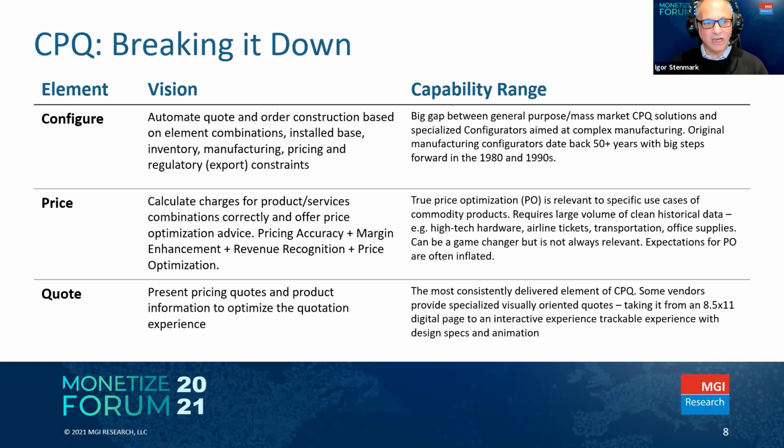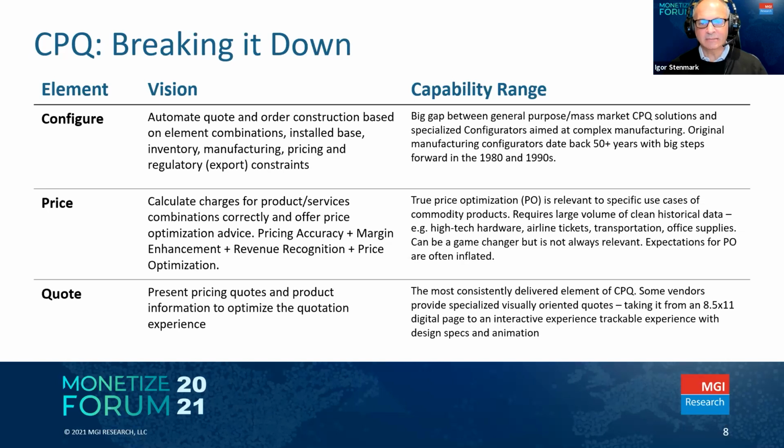The capability range for these key elements is pretty wide. If you look at configuration, some of the products that are what we call mass market CPQ solutions have very basic capabilities, sometimes starting with: if you're buying product B, you must have product A installed as well, but you cannot have product C. That's something most products handle very well. And then it goes much, much deeper and really becomes verticalized at the high end. The genesis of this technology goes back to the 60s and 70s and the early 80s, when computer technology manufacturers were the first companies to implement configurators that help them configure complex products.